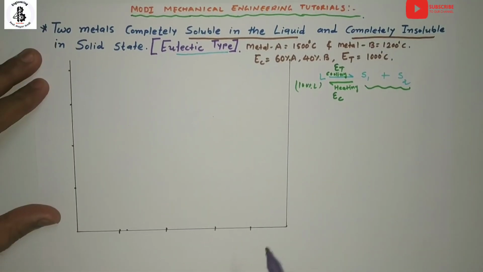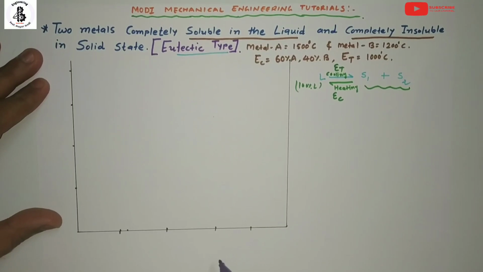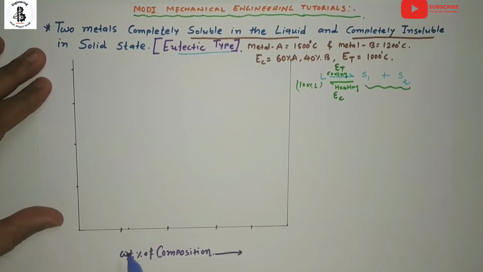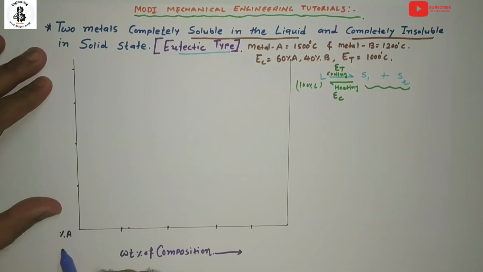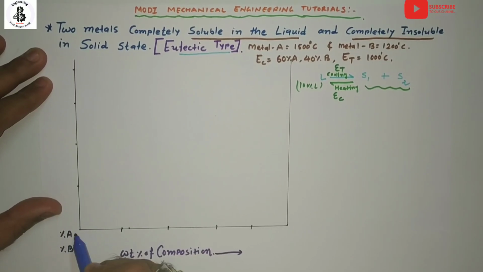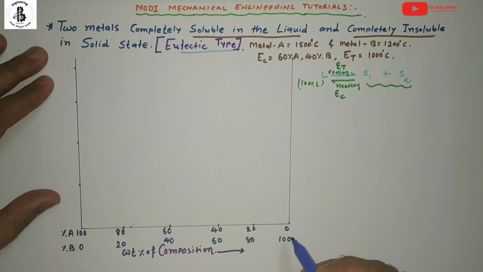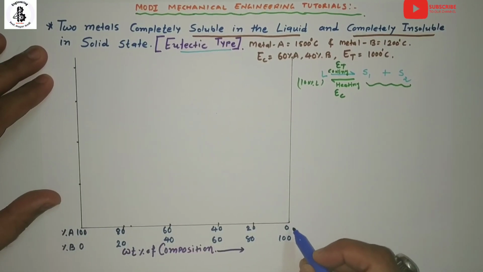According to the given data, you can make an x-axis and y-axis. The x-axis will be for the weight percentage of composition. Let's take different points on the x-axis, starting with the weight percentage of A and weight percentage of B. On the left side is 100% A, 0% B. Then I will take different points like 80-20, 60-40, 40-60, 20-80 and 0-100. So from both ends, the left hand is 100% A metal and the right hand is 100% B metal.